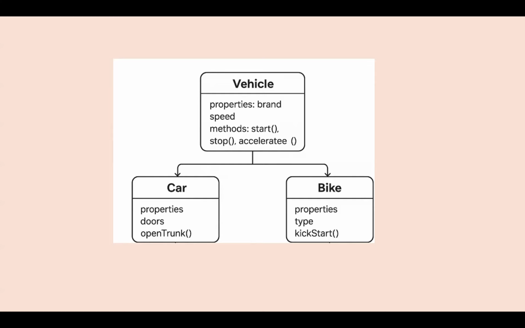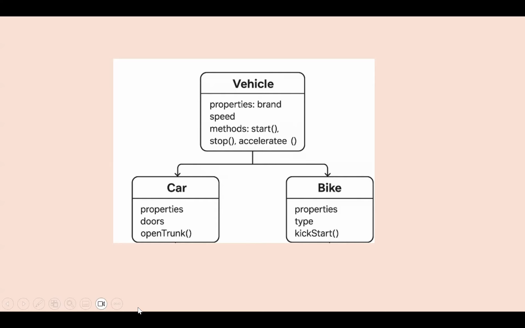start, stop, and accelerate. So when we are using inheritance, what happens is when we inherit car from vehicle, car will get all the methods and properties of vehicle implicitly. That's the beauty of inheritance. If you add a new method here, or another property here, that will be inherited by the subclasses.